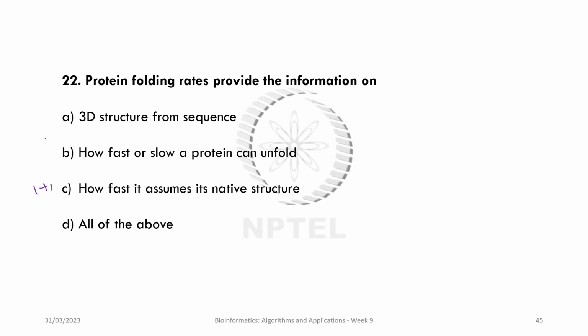So that's right, you don't predict the 3D structure. There's no information on the 3D structure from sequence, right? So that crosses out your option A and therefore B. Amongst B and C, protein folding rates provide information on how fast or slow a protein can unfold or how fast it assumes its native structure. So the appropriate answer would be C.